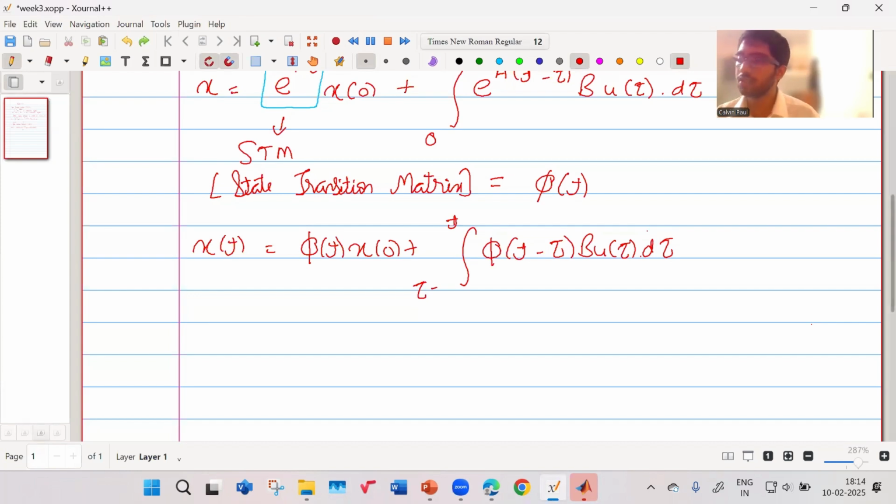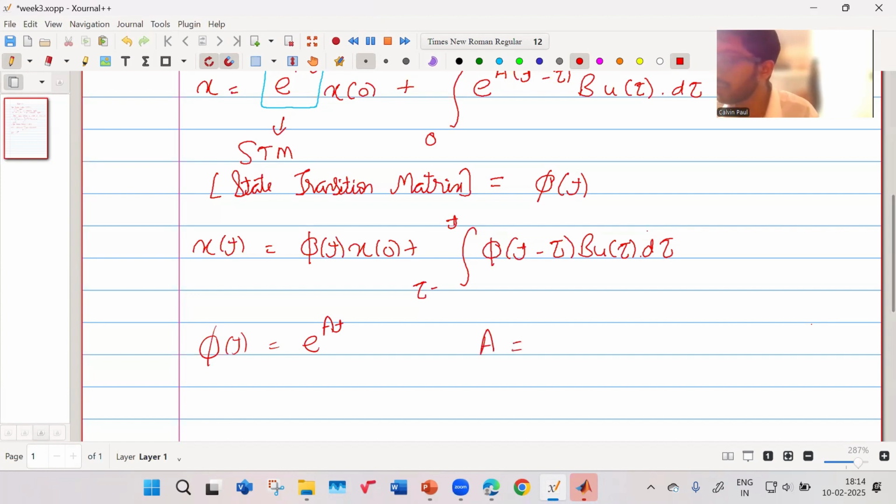Okay, so this is the solution of the state transition matrix. Now what do we do with it? We know the state transition matrix phi of t is e raised to A t. So how do you find this value of the state transition matrix?